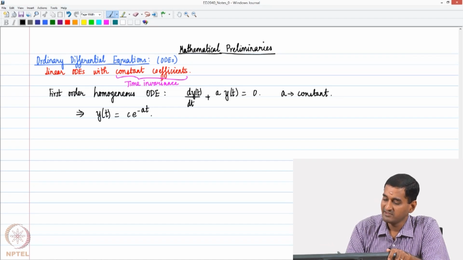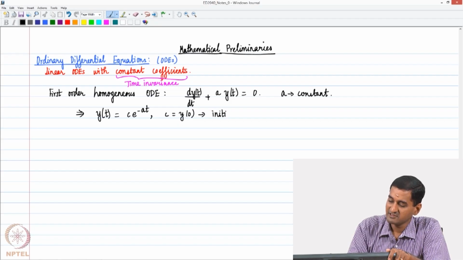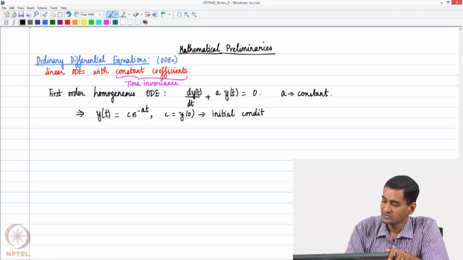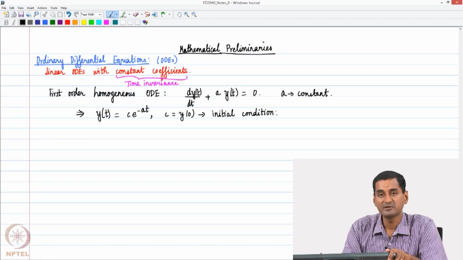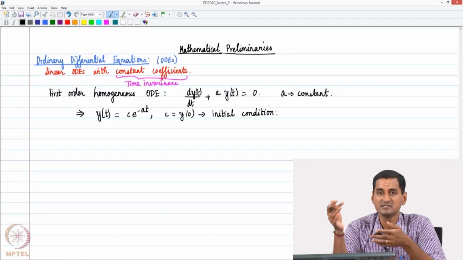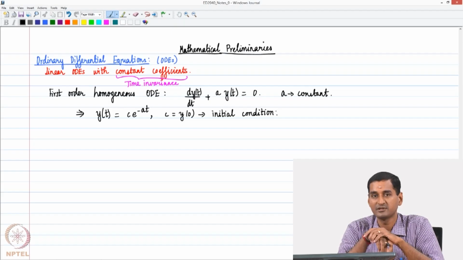Of course I can write c as essentially y0. So y0 is the initial condition. So this is an initial value problem. Given that the independent variable is time, I can write the same solution as y0 e^(-at), right? So why do we have an exponential solution to begin with? How do we get this? We just substitute y(t) of the form e^(mt), and then we get m to be -a, right? So that's how we get the solution for this particular homogeneous linear ODE.